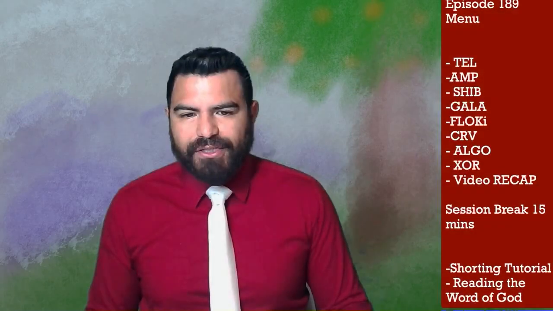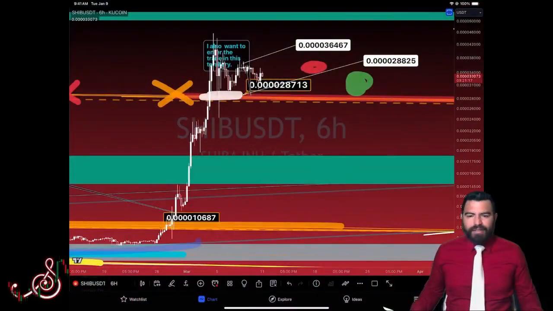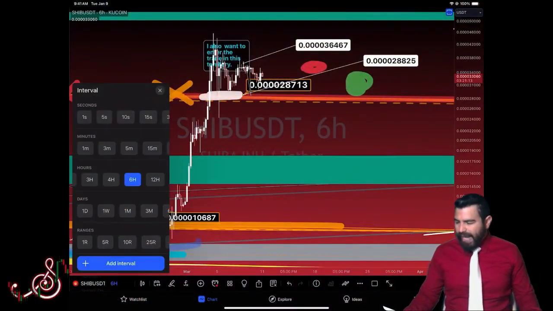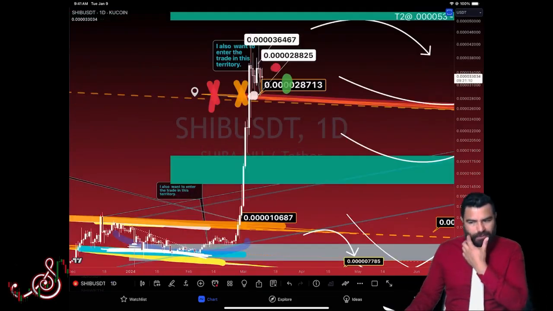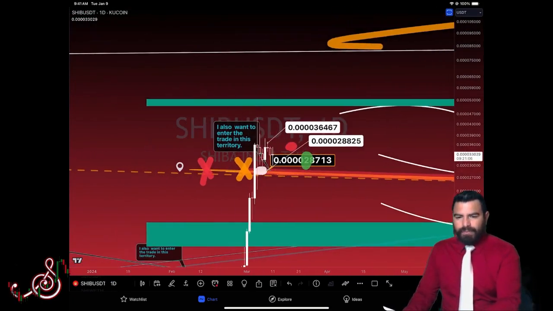My friends, a lot of action happening in the markets. Let's look at Shiba. Okay, here it is. What I have for you guys on Shiba is we're looking at the buy zone. You guys all saw my special report. I hope you guys saw my special report on Shiba. This is the buy zone.